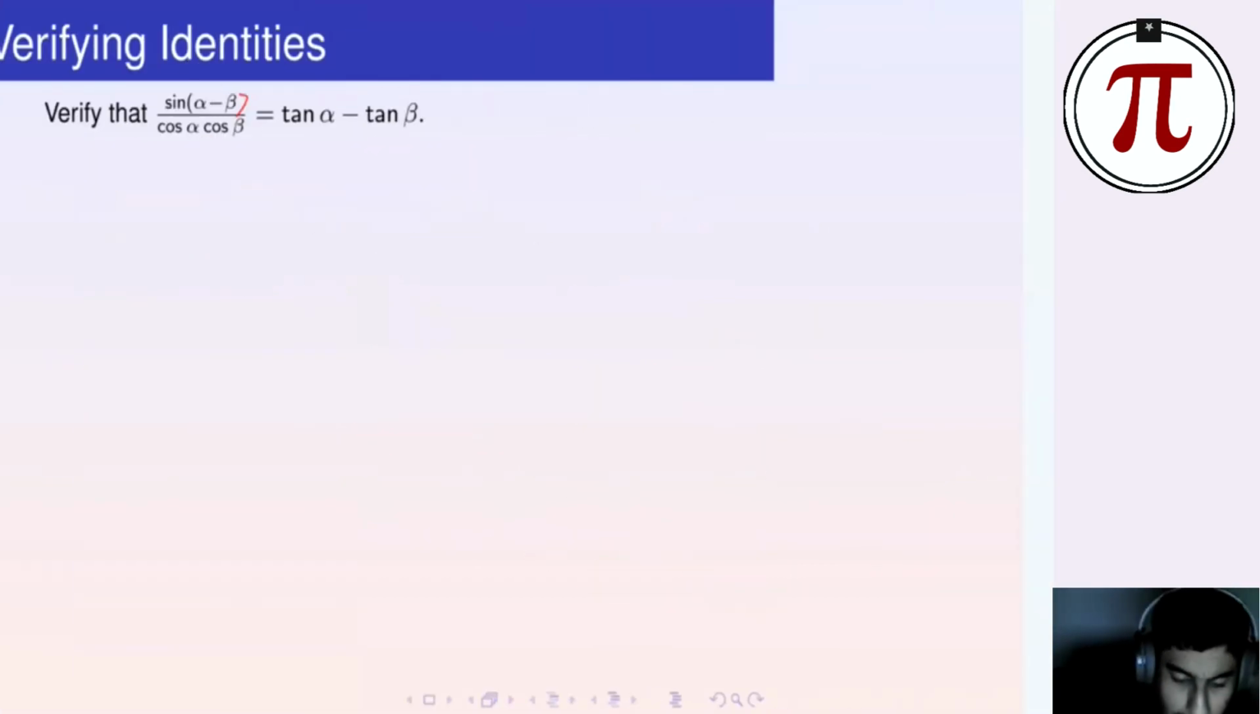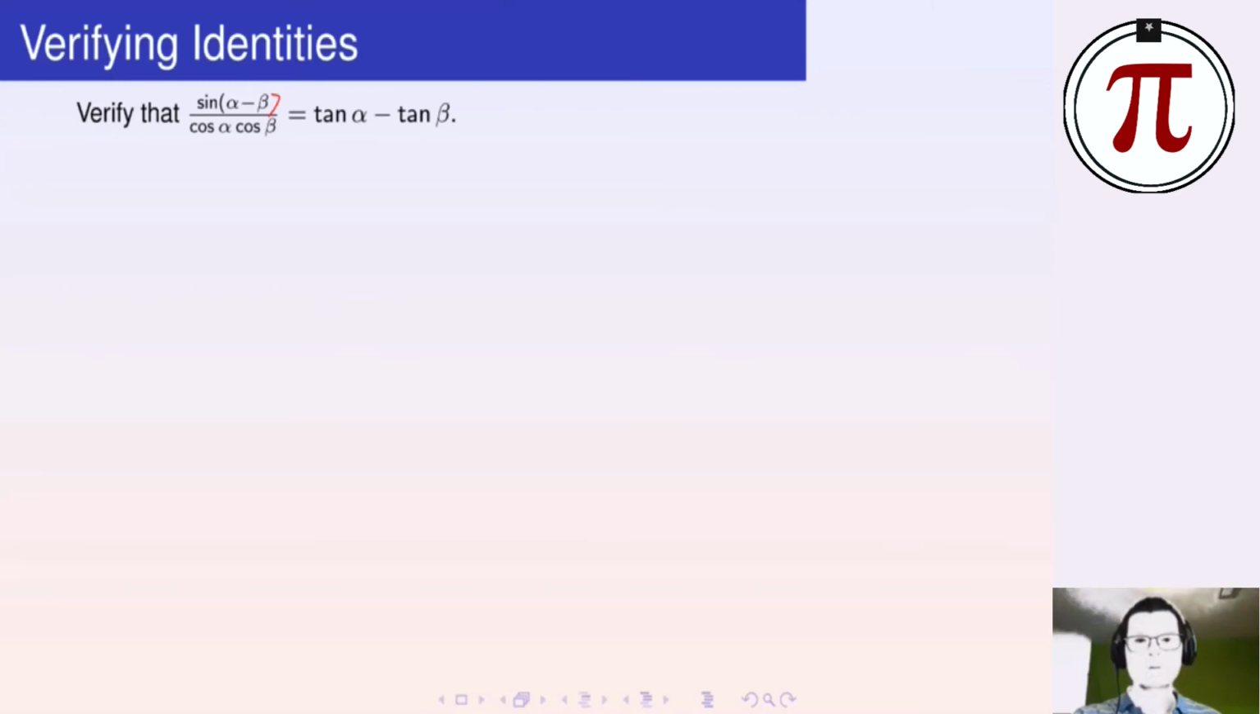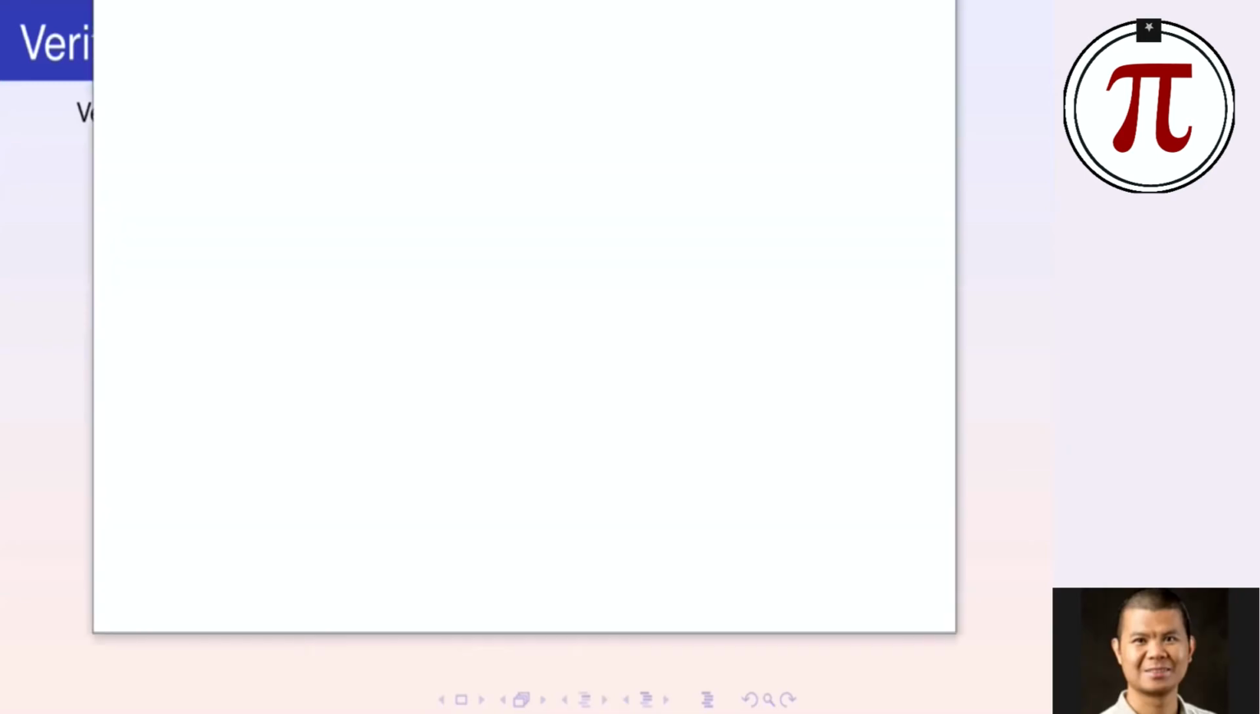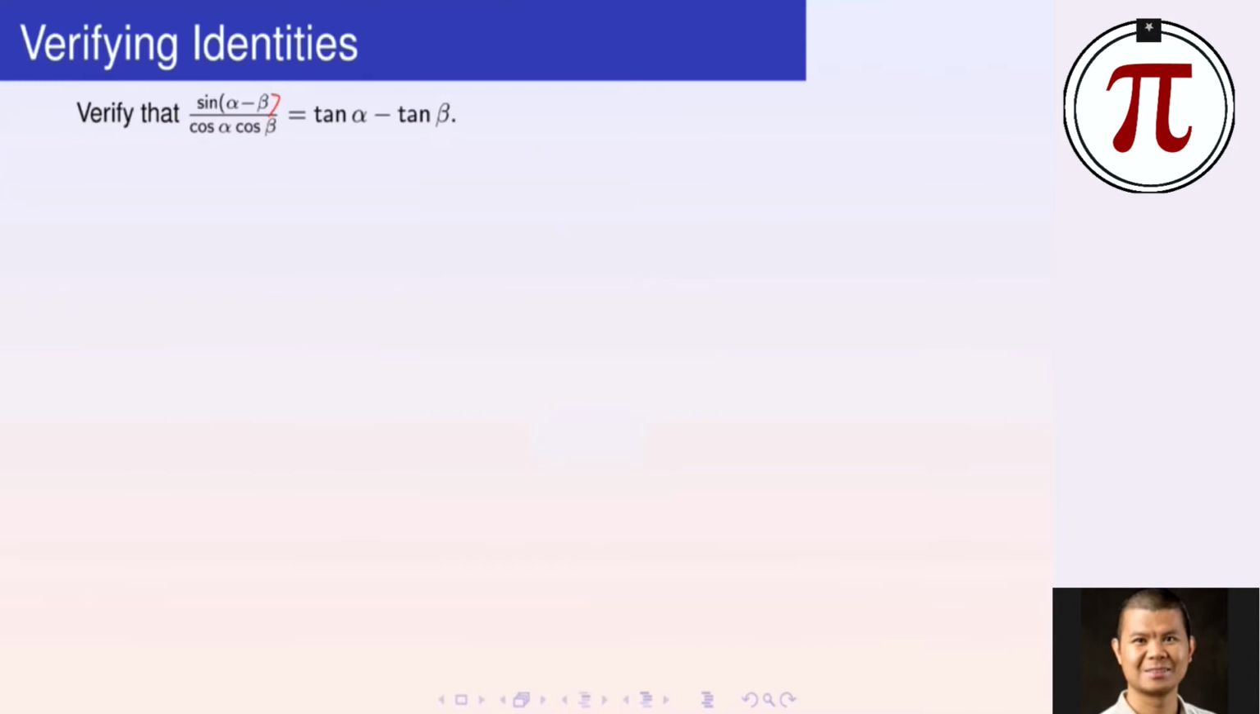Now let's consider this example. Natalie, can you read for us, please? Verify that sine of theta minus beta over cosine theta cosine beta equals tangent theta minus tangent beta. Very good. Let's do this one. We want to verify this equation, so proof.